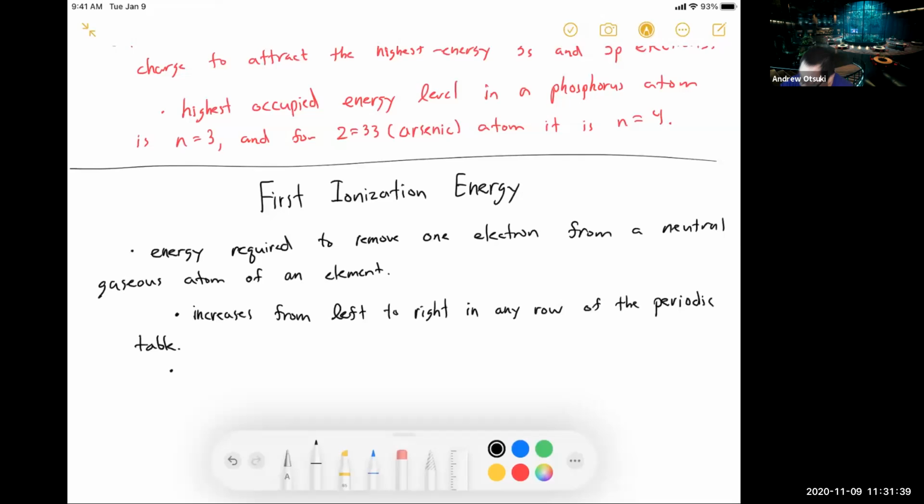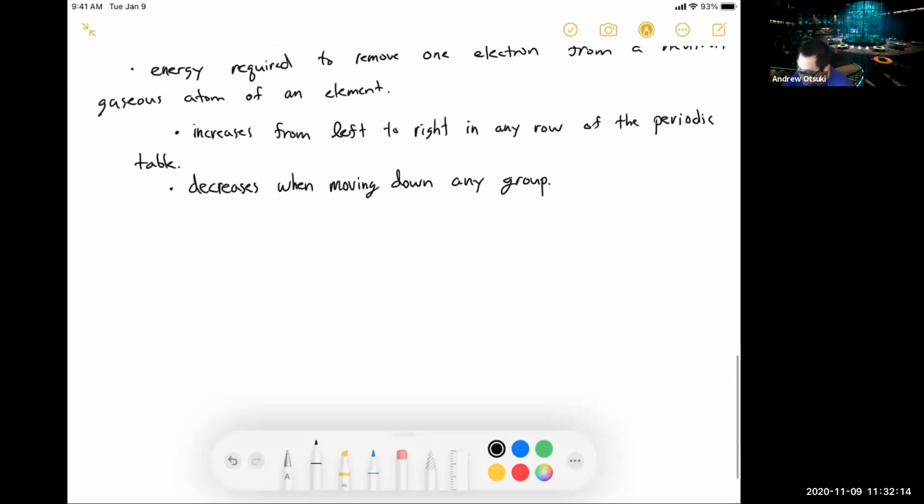And so as size tends to increase down the group, ionization energy is going to decrease. So atomic size increases. So now ionization energy is going to decrease, and we'll explain why. So it decreases when moving down any group. So let's go into the reasons. So reason number one.